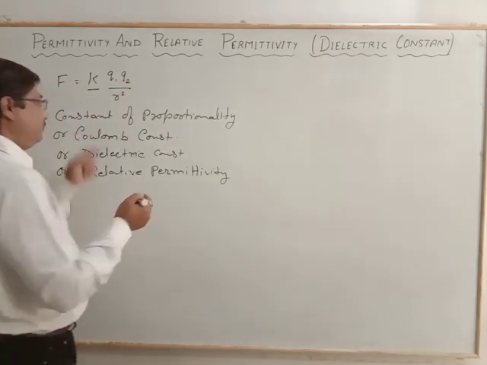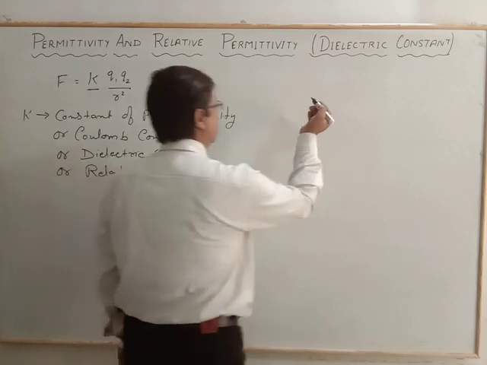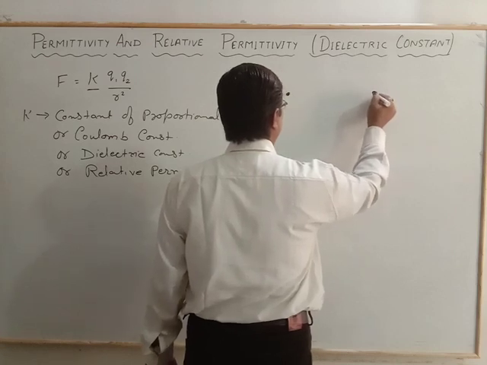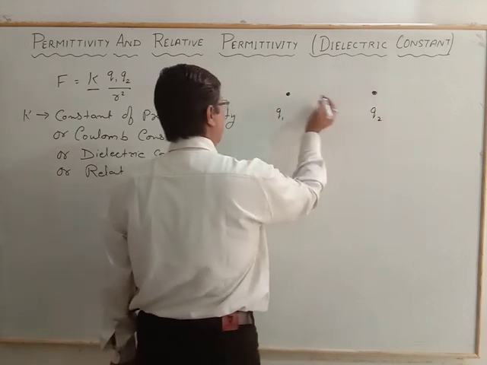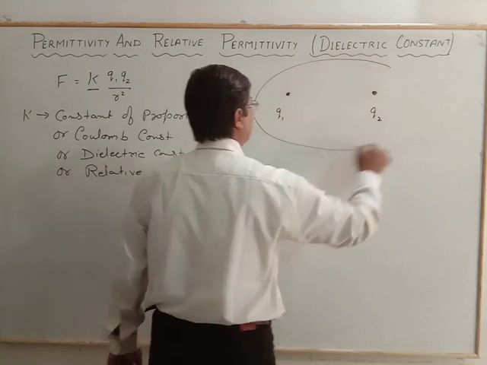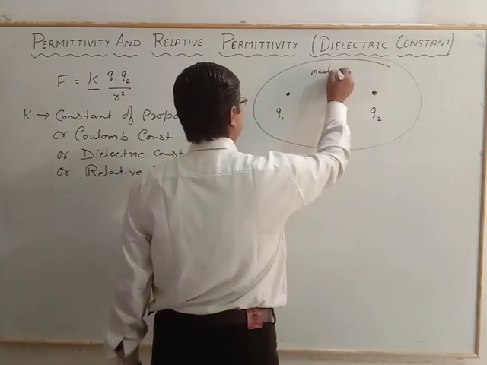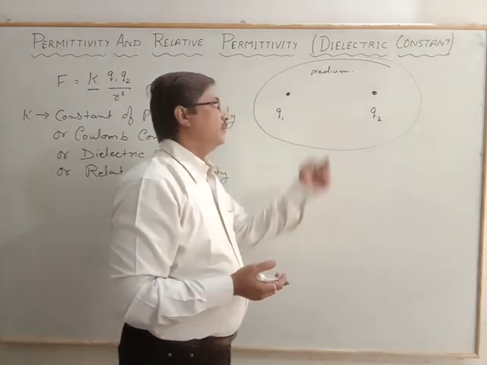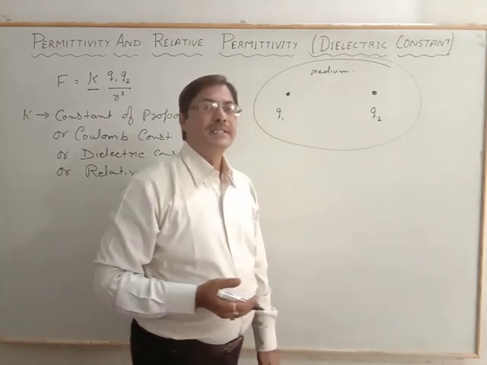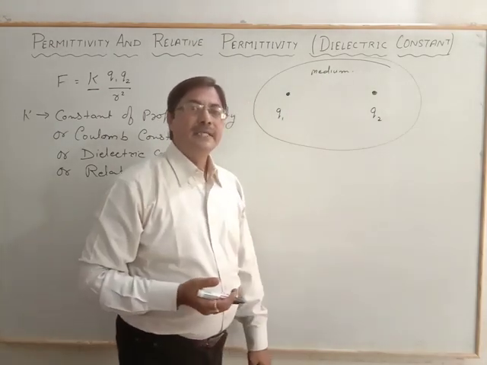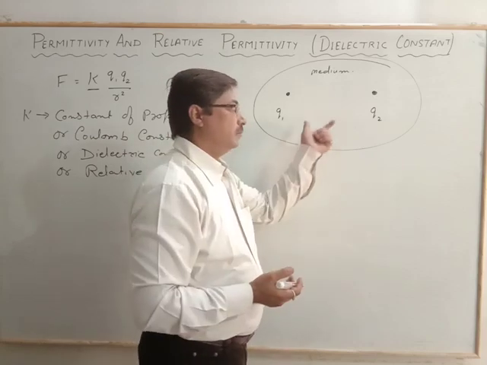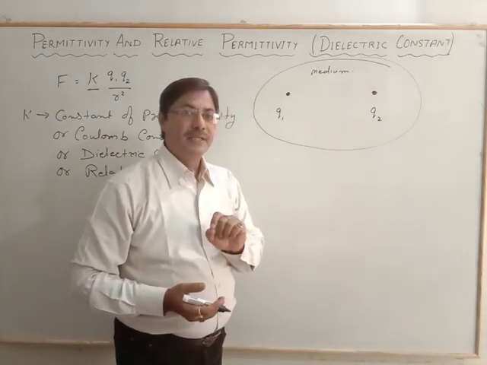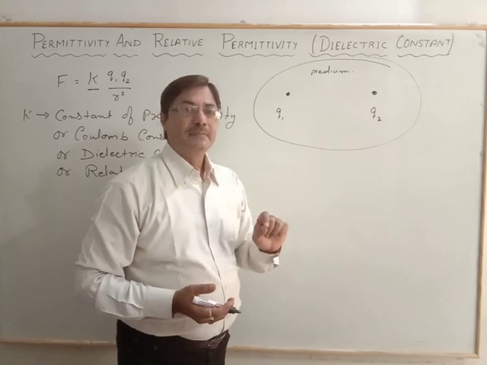If we consider a point charge Q1 and another point charge Q2, and these two point charges are placed in a medium. The medium is affected by many other physical quantities like pressure, density, temperature and others. Here we will discuss the special characteristic of the medium, and that is called the permittivity.